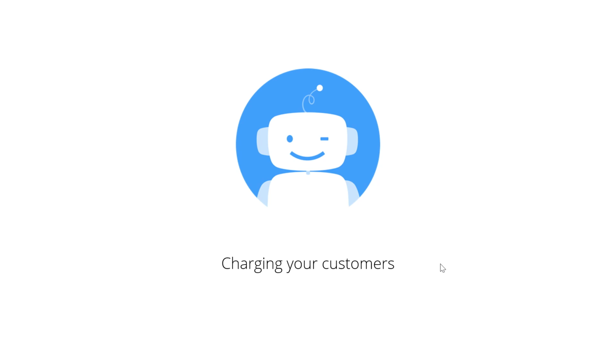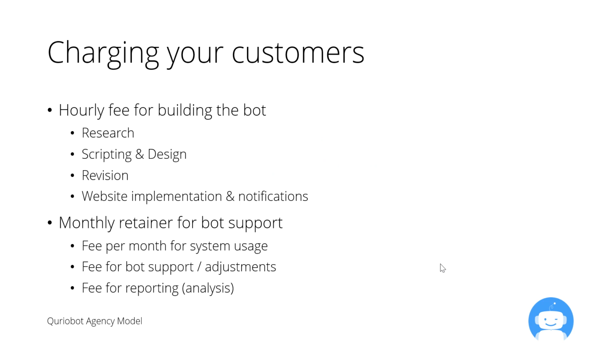What we've seen happening the most is that there is a split in the invoice to be sent between the hourly fee for actually building the bots, as well as a monthly retainer for, let's say, bot support and customer success. So the hourly fee for building the bots is, for example, divided into the research that needs to be done. I mean, you need to know what this bot is about. For the actual scripting, the conversational setup, as well as the bot's design. There will probably be some round of feedback, so you need to incorporate time to revise it, and you need to implement it on your client's website and, for example, also set up the notifications.